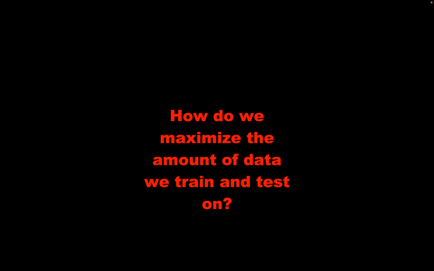At the same time, though, we want to maximize the amount of data we have to train and the amount of data we have to test. Ideally, we would use all the data to test and all the data to train, but of course we can't. The data we use to train can't be the same as the data we use to test. But there's a sneaky way to avoid this.